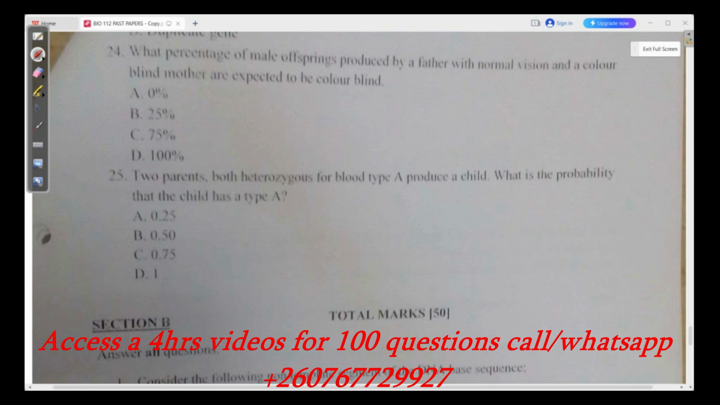It becomes worse when the mother is affected, especially if the disease is recessive. So the answer here is going to be D. All the sons in the family are going to be affected. They are going to be colorblind.